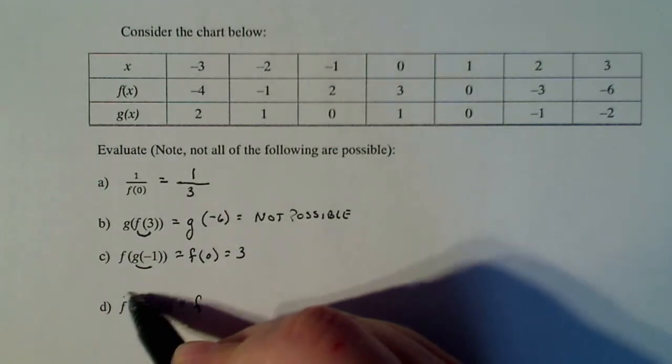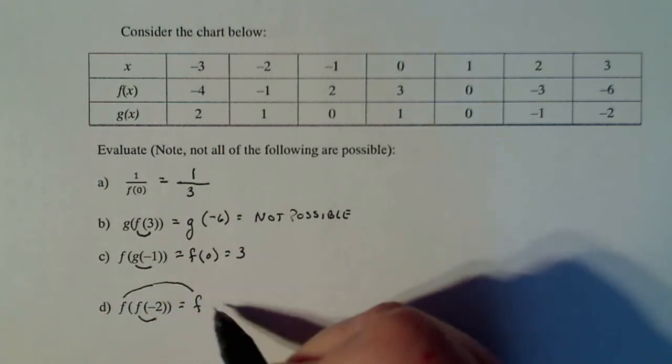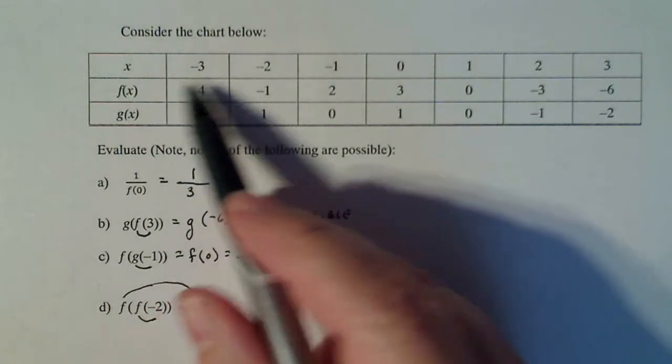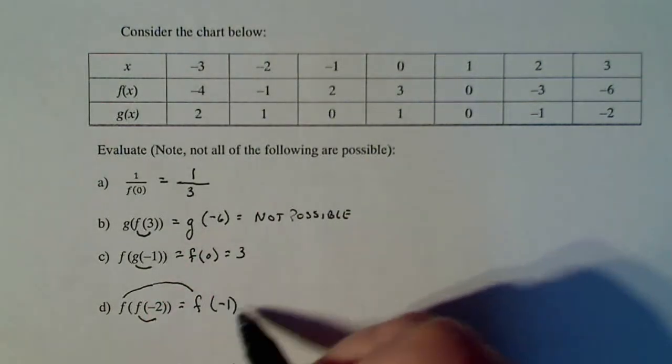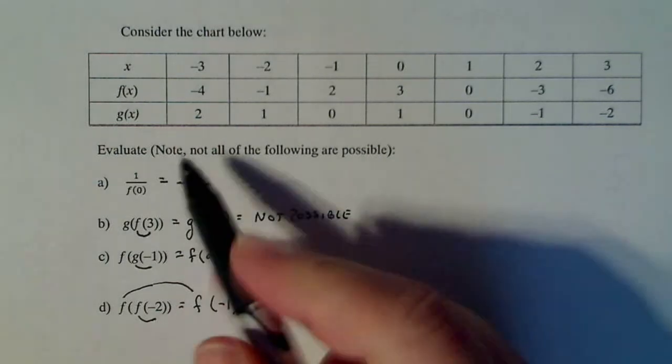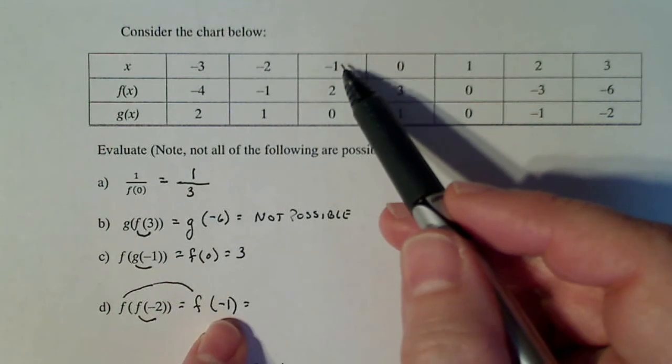Now remember, this f is this f. I'm worried about the f of -2 on the inside. So f of -2 is -1. And then now the last thing I have to do is go to -1 on the x and then find f.